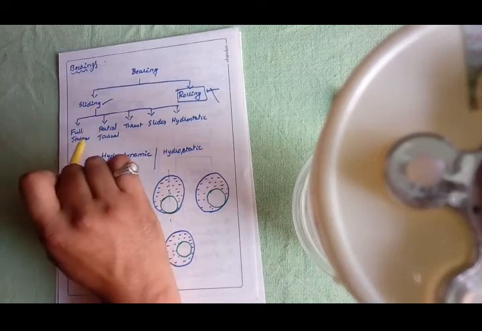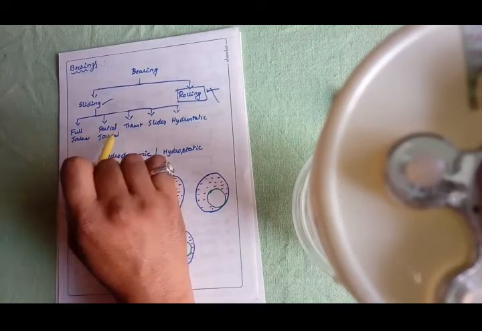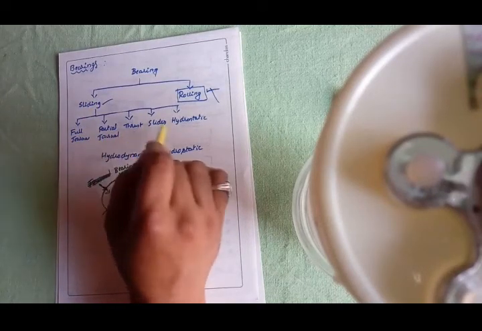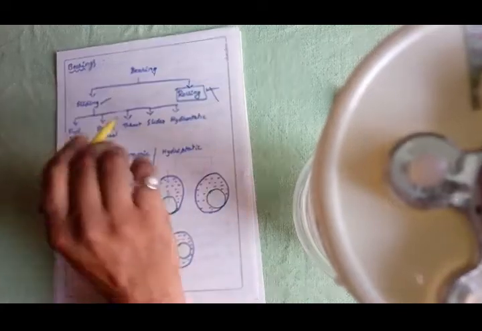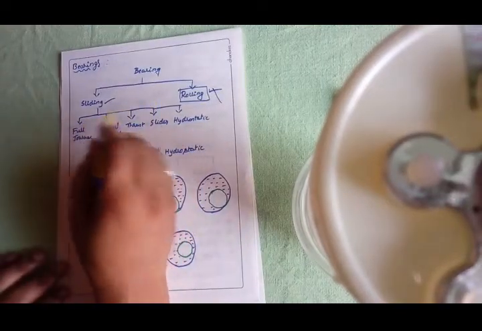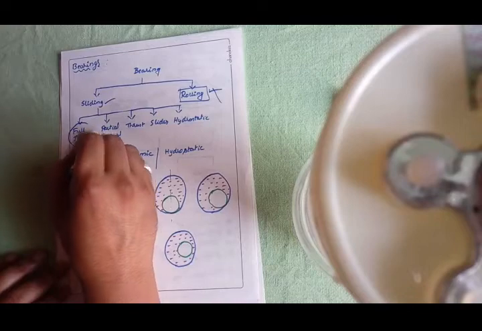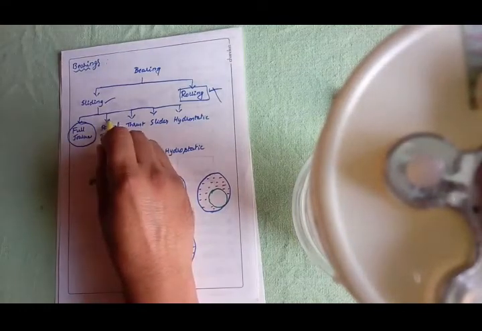Among sliding, we have different types of bearings: full journal bearing, partial journal bearing, thrust bearings, slider bearings, and hydrostatic bearings. Among that, we are going to study full journal bearings and partial journal bearings, particularly in this module.